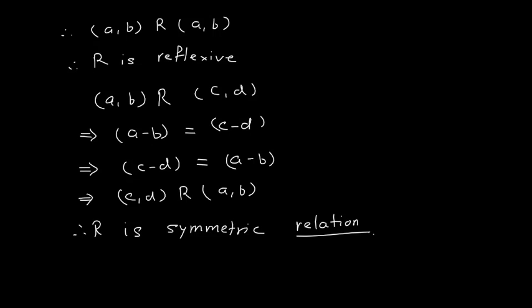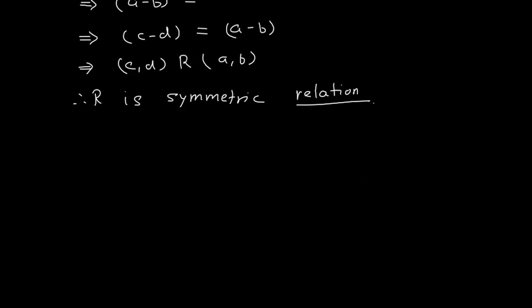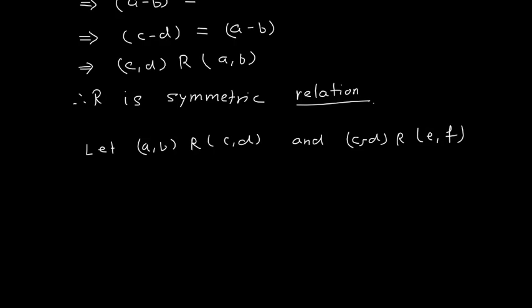Now next we have to check transitive relation. So for transitive relation, we will assume that (A, B) is related with (C, D) and (C, D) is related with (E, F). Now we have to prove that (A, B) is related with (E, F).